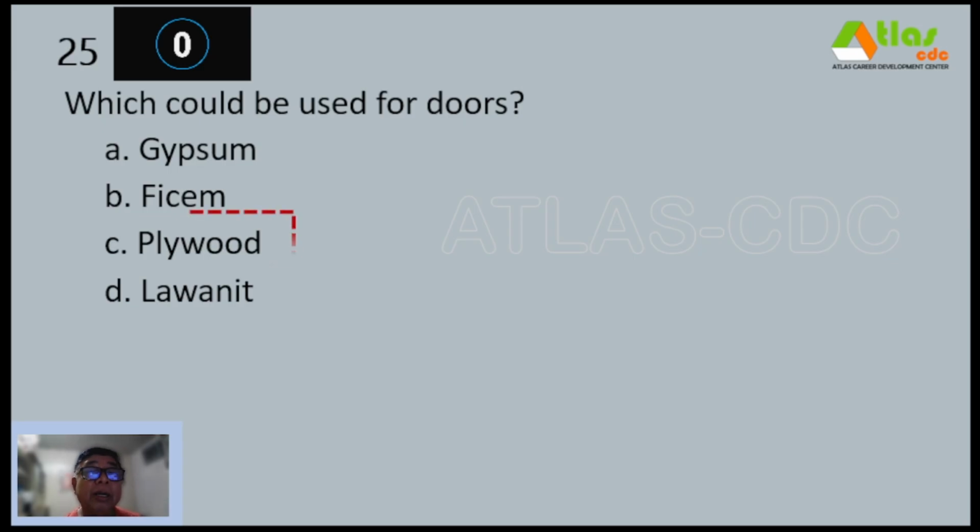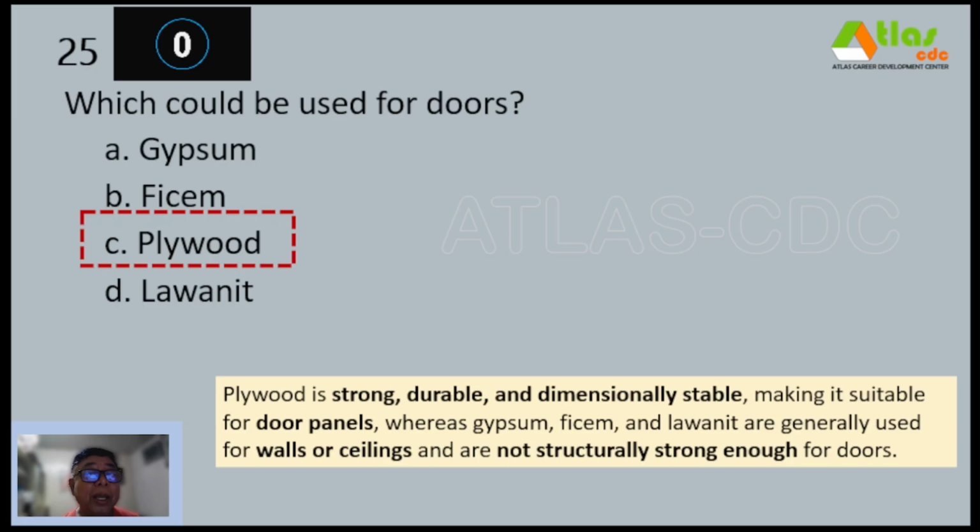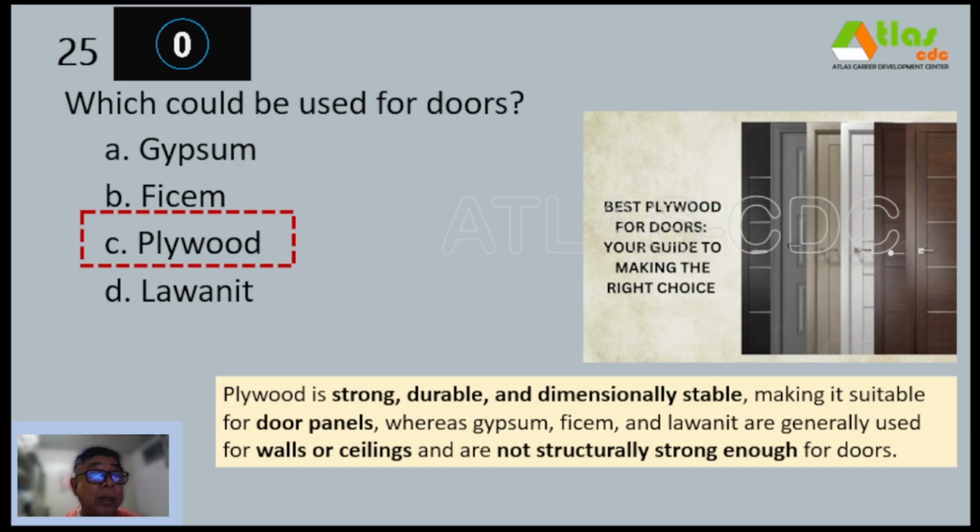And our correct answer is letter C, plywood. Plywood is strong, durable, and dimensionally stable, making it suitable for door panels, whereas gypsum, Fisem, and Lawanit are generally used for walls or ceilings and are not structurally strong enough for doors.